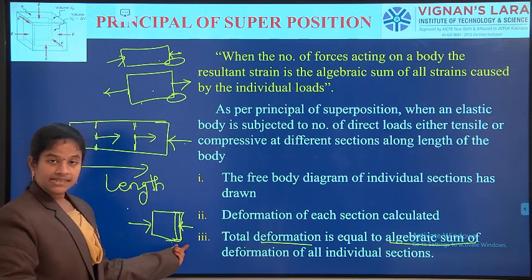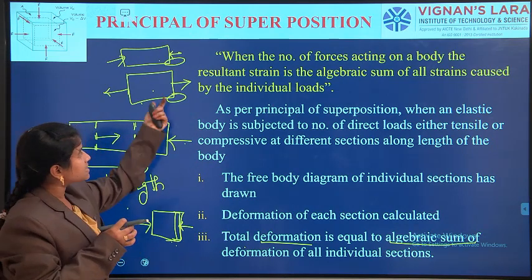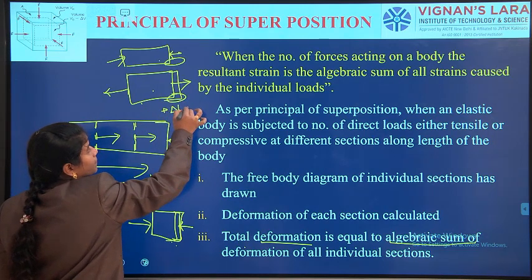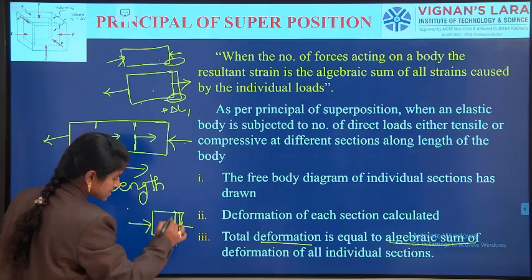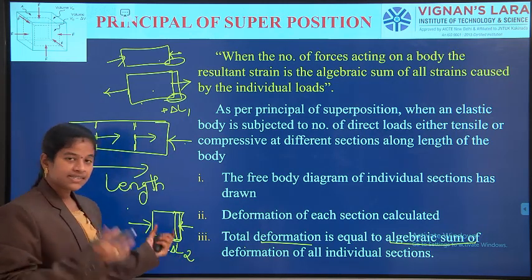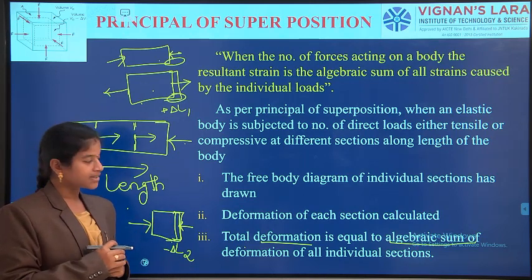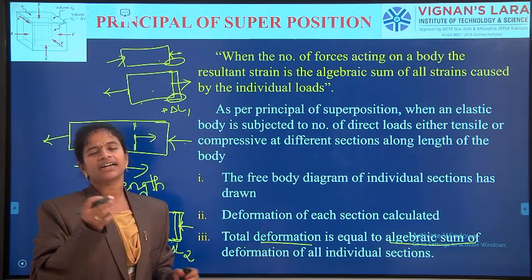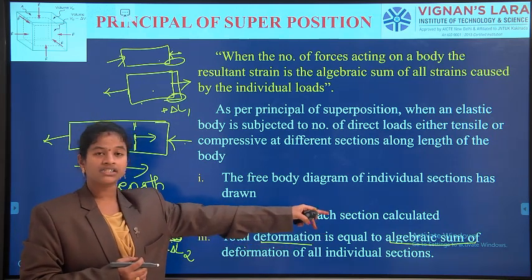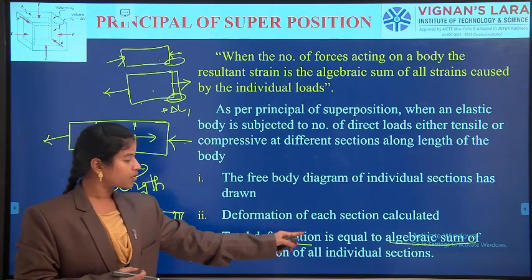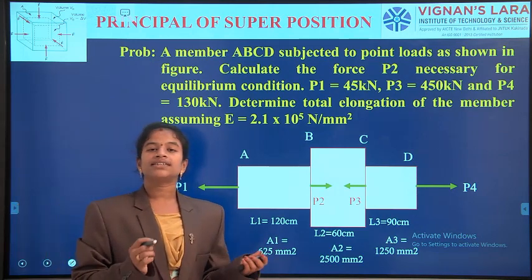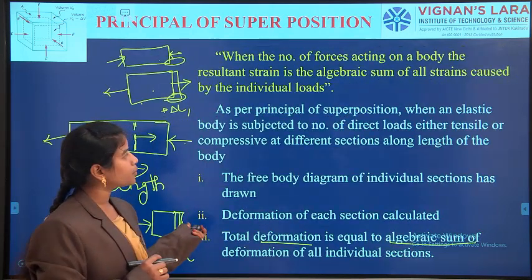So, if this is negative, that is a negative, plus if this is having positive, that is an increase, this is having negative, so minus L2. So, with these signs, we need to sum up all the strains or deformations. Deformation is directly the change in the length. So, the total deformation is equal to the algebraic sum of deformation of all individual sections. Right? So, that is the concept behind the principle of superposition.